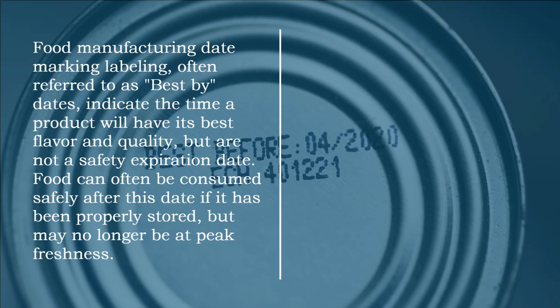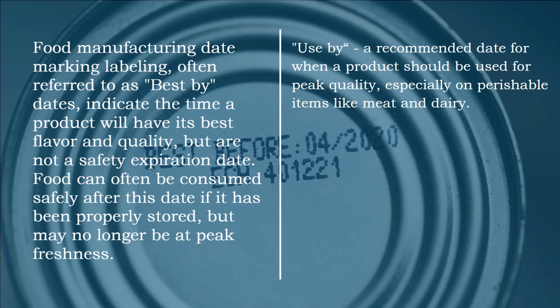Food manufacturing date marking labeling, often referred to as best by dates, indicate the time a product will have its best flavor and quality, but are not a safety expiration date. Food can often be consumed safely after this date if it has been properly stored, but may no longer be at peak freshness. There are categories of date markings. They include use by. This is a recommended date for when a product should be used for peak quality, especially on perishable items like meat and dairy.